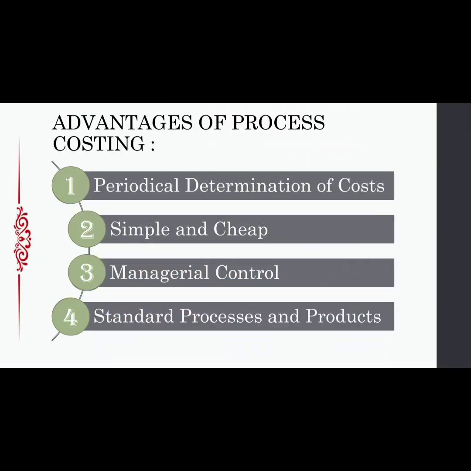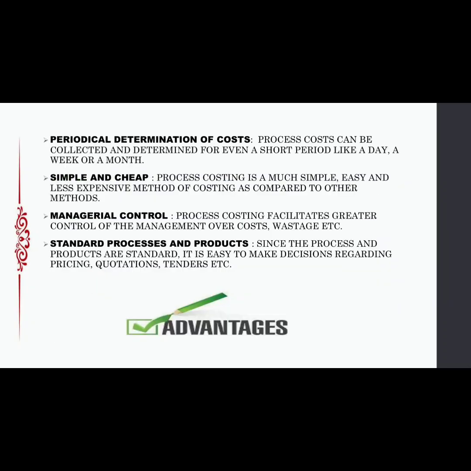Let's get into the advantages of process costing. The first advantage is periodical determination of cost, the second is simple and cheap, the third is managerial control, and the fourth is standard process and product. It is explained below. Periodical determination of cost. Process cost can be collected and determined for even a short period like a day, week, or a month. As it has been calculated for each process, we can calculate it for a shorter period.